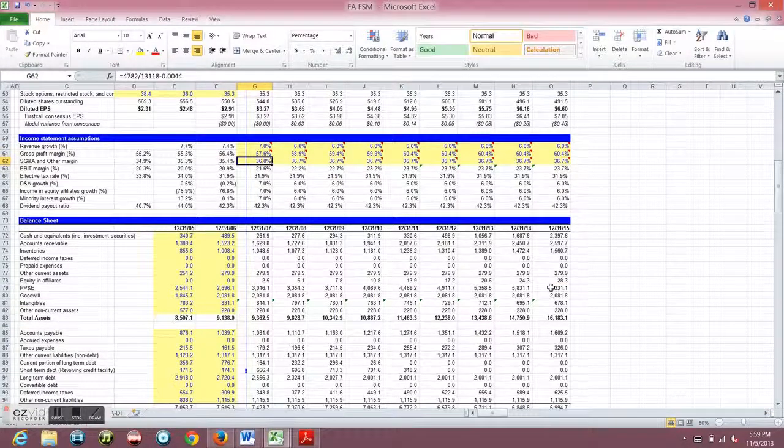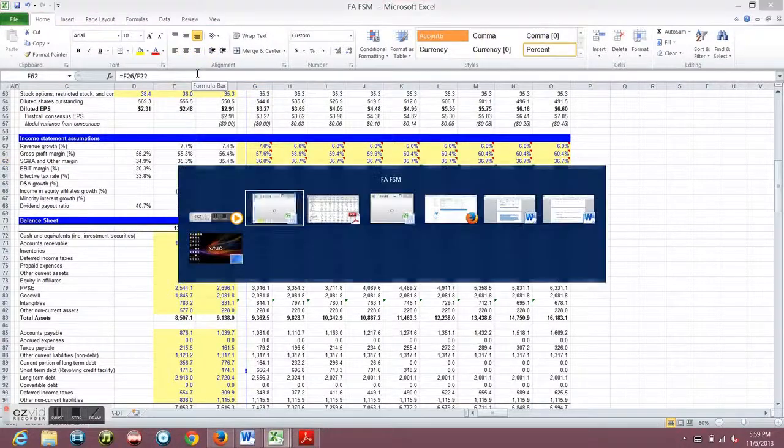You see 4782, 13,118. You see that minus 0.044? Well, that's essentially how much that is other, okay? Now, why are we subtracting it? Well, the reason we're subtracting it is because it's already lumped in together. There's other things that are lumped in here. Let me see.